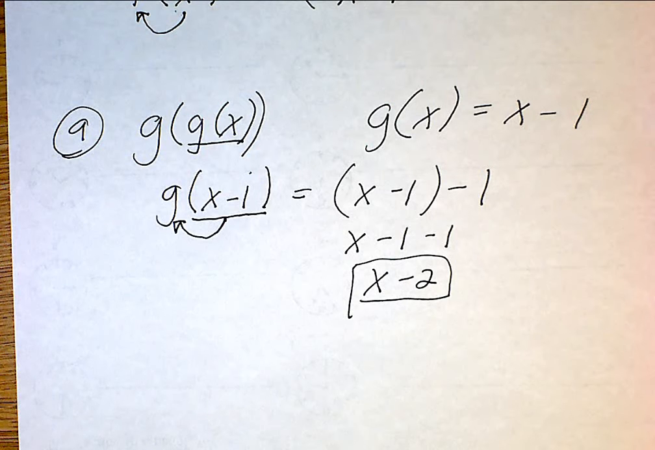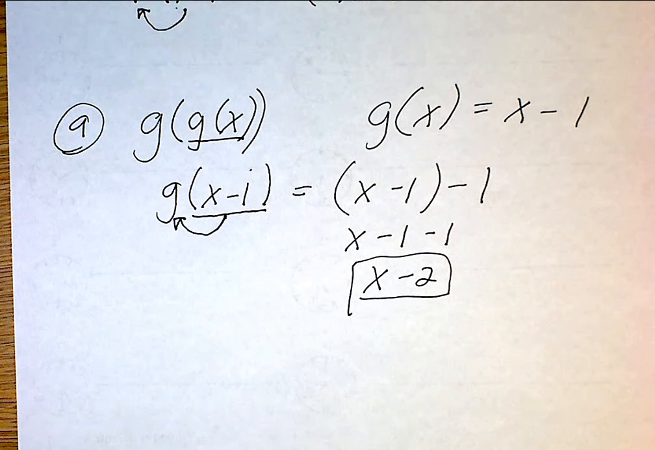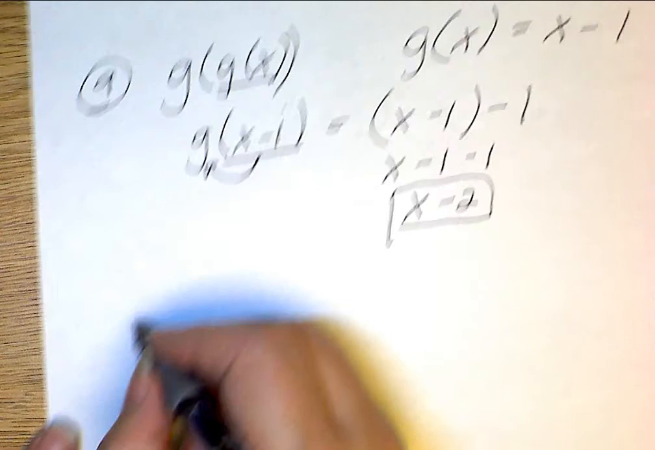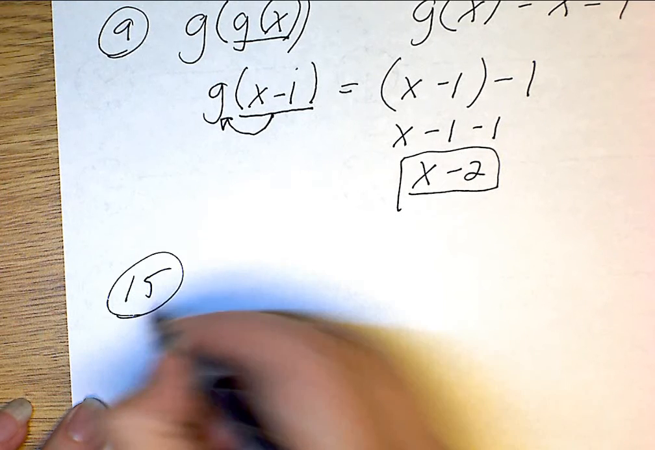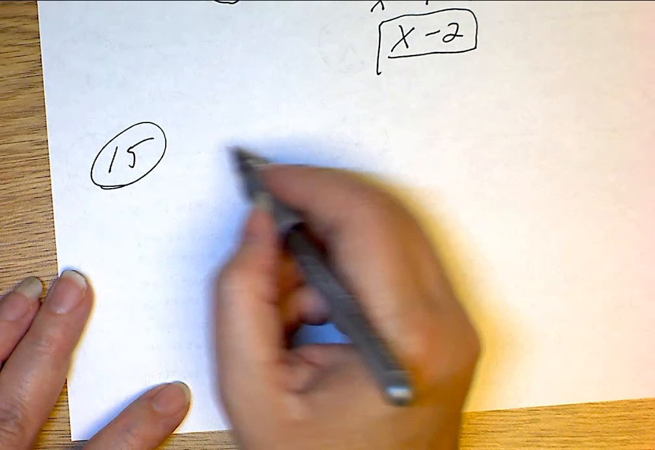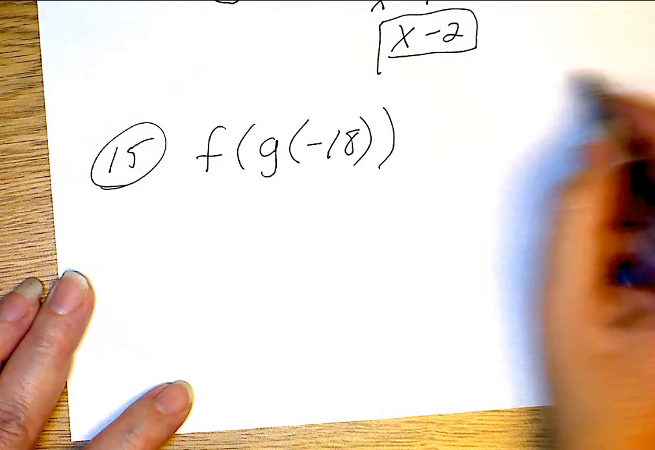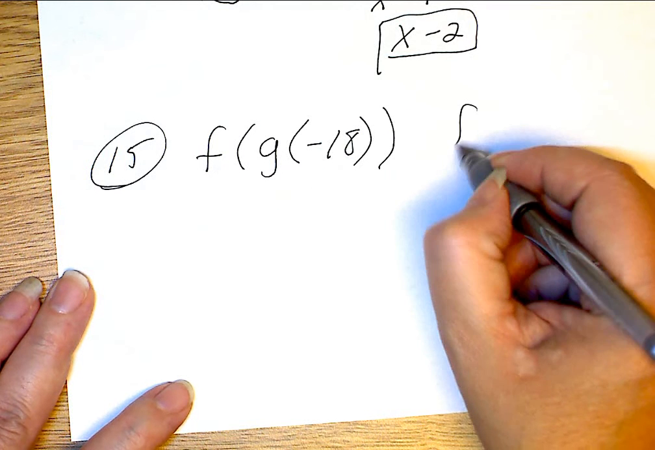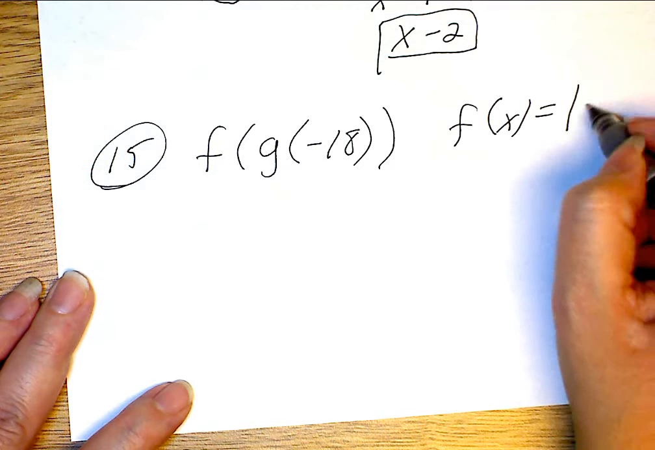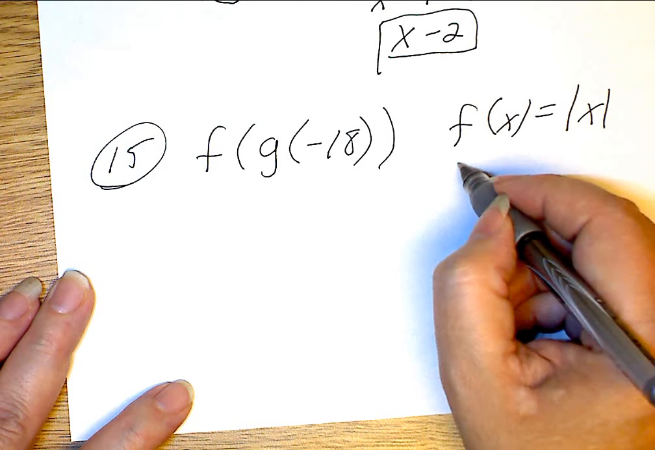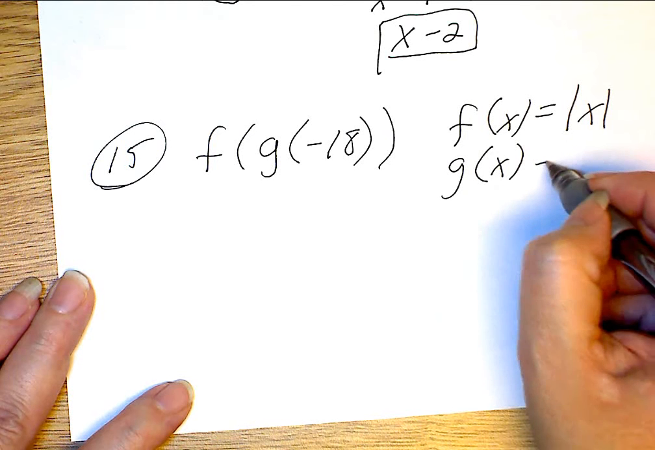Any others before I show you guys the answers? Any others that you want to see? At least before, if you see the answers and then you got something different, you can definitely ask. Yep. What number? 15. Number 15 says f of g of negative 18. And on this one, f of x is the absolute value of x, and g of x is 2x.